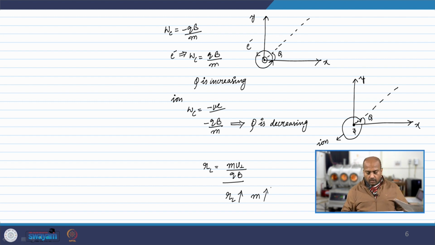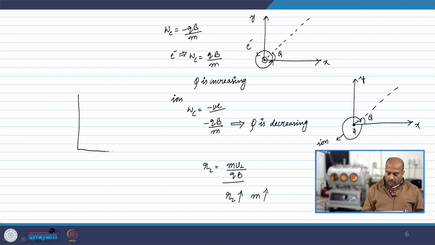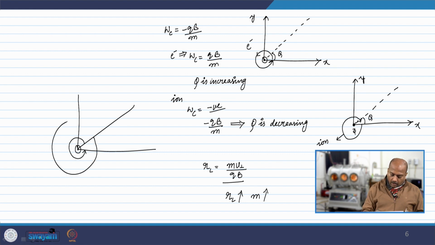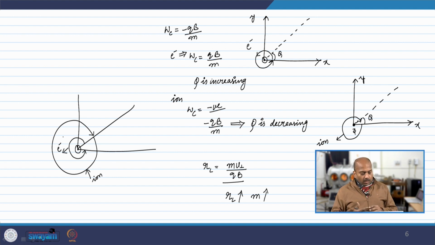So if you put that to perspective, it will be something like this. Okay, so the electron will rotate like this and the ion will rotate like this. So the ion is having a larger radius in its circular motion, right.